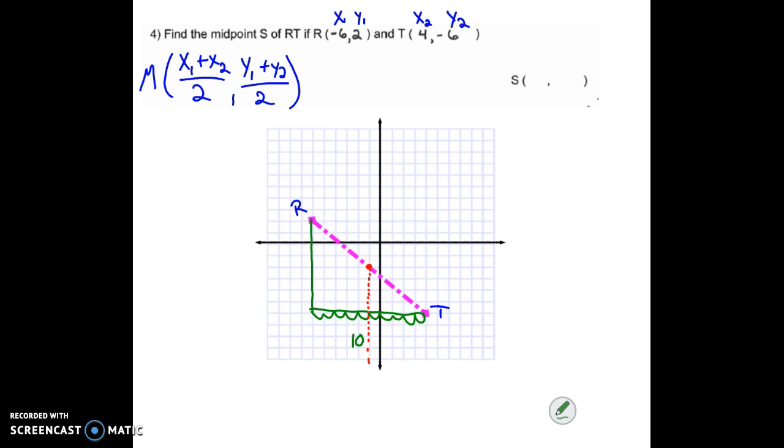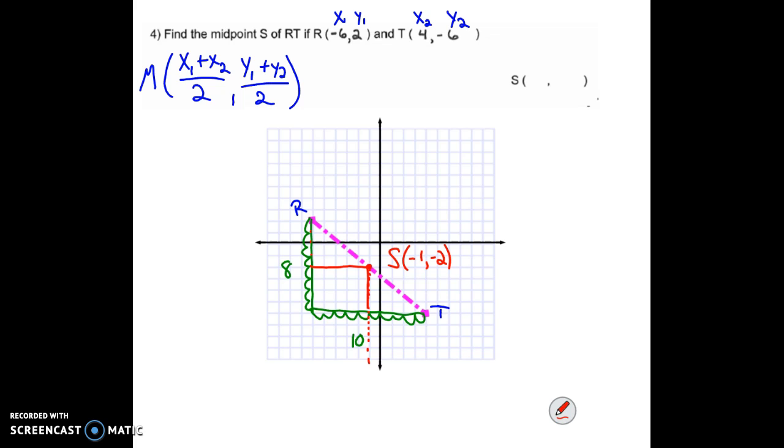Let's count down. 1, 2, 3, 4, 5, 6, 7, 8. Well, this is 8 units, half of which is 4. 1, 2, 3, 4. So this point right here is the midpoint, and that's point S. And that should be, what's the coordinate? -1, -2. That's graphically how to do it.